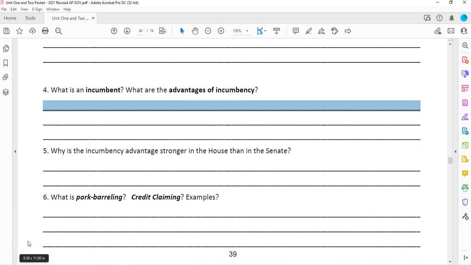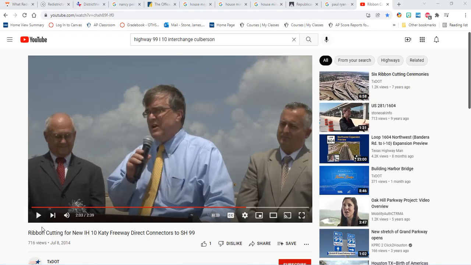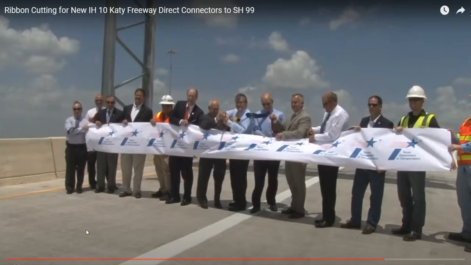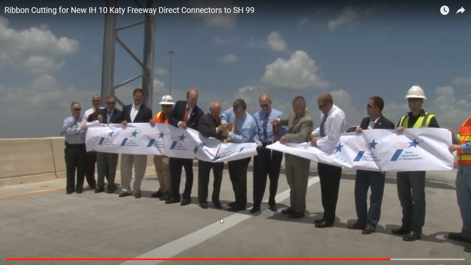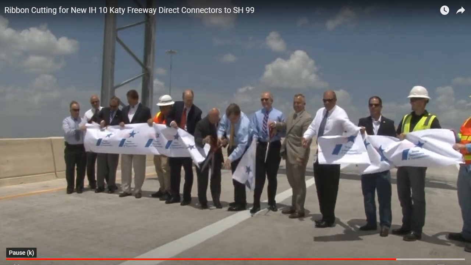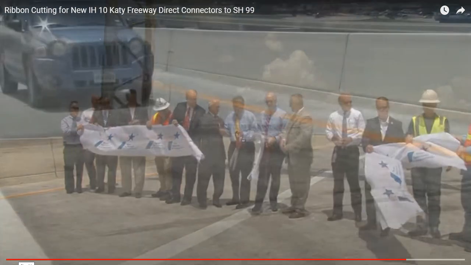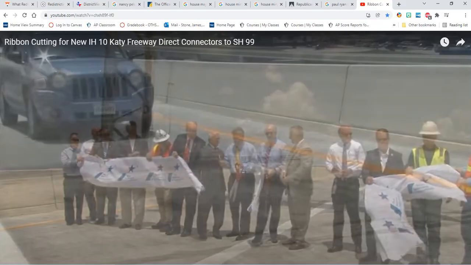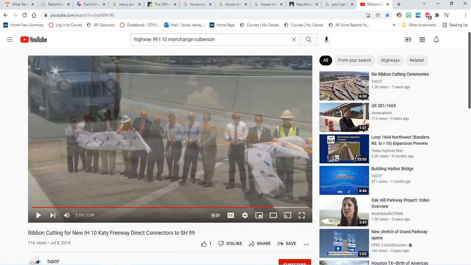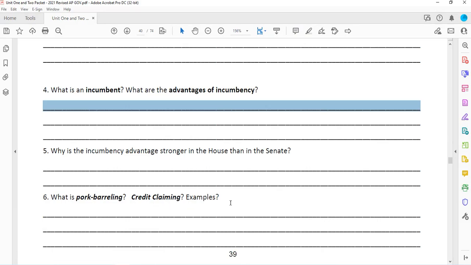And then they can do stuff like what's next on the outline, which is pork barrel spending and credit claiming. And once again, here is John Culberson literally in the act of credit claiming. I don't know if you can hear that or not, but there they are, cutting the ribbon and taking credit for building that project with everybody else's money. It doesn't get any more obvious than that, that they're trying to claim credit.